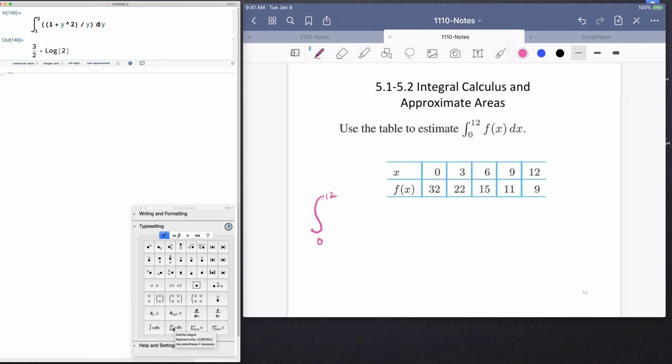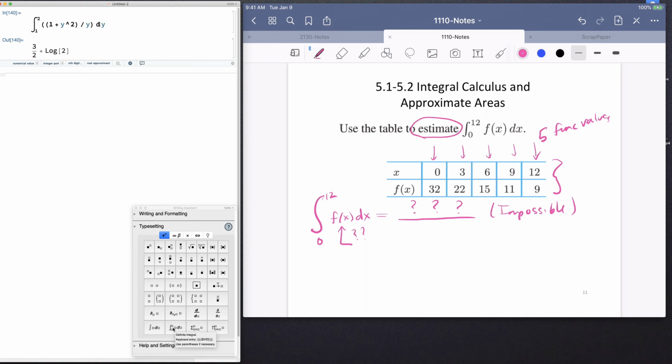If we were asked to find the definite integral from 0 to 12 of f of x dx, we don't know the answer to that because we don't know what this function is. All we know about the function are these 1, 2, 3, 4, 5 function values. We just know 5 function values. And we're asked to find the definite integral, which would be impossible to find the exact answer, which is why they asked us to estimate it.